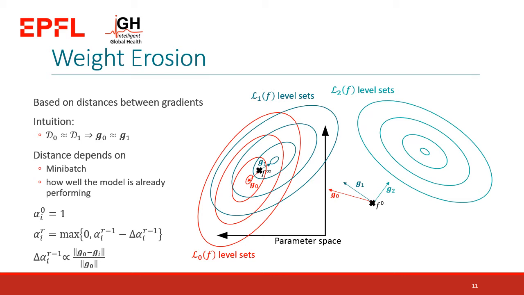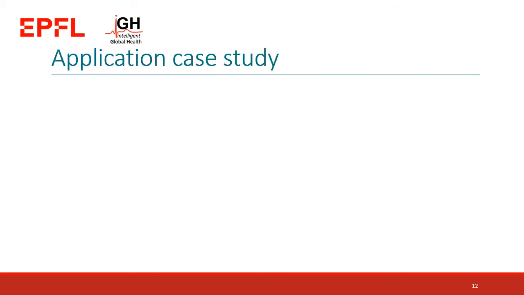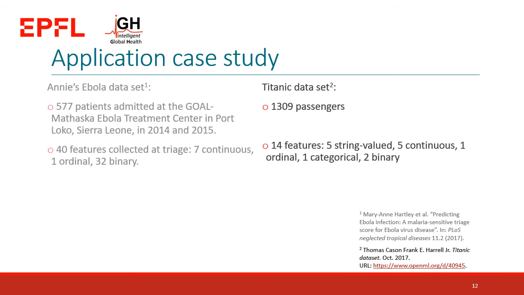We tested the weight erosion scheme on an application study using the Titanic dataset as well as Ebola data. Since this was done before our data access request was granted, we were limited to the data collected by Annie and her colleagues in Sierra Leone in 2014 and 2015. Honestly, we found more interesting insights from the Titanic study, but I couldn't just not talk about the application on Ebola data. I think, though, that a big advantage of the Titanic dataset was simply the fact that it contained more than twice as many samples.